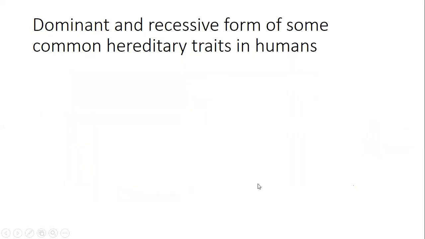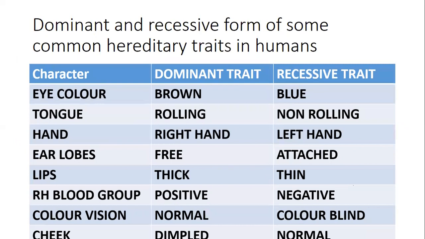Now, dominant and recessive forms of some common hereditary traits in humans. Eye color: brown is dominant over blue. Tongue rolling is dominant over non-rolling. Most people's right hand is dominant over left hand. Earlobes: free over attached. Lips: thick over thin.